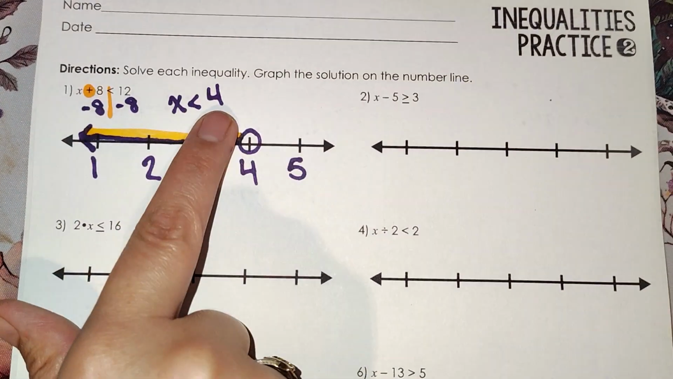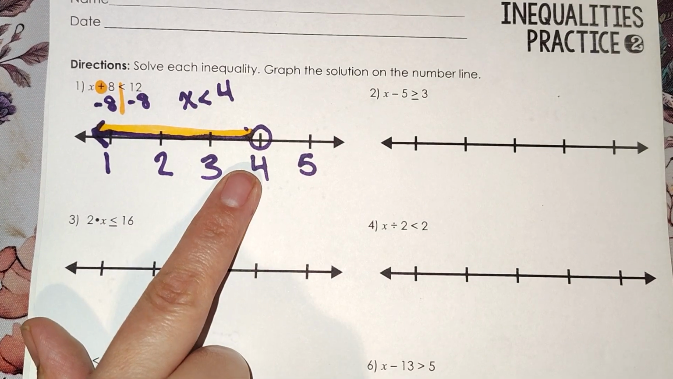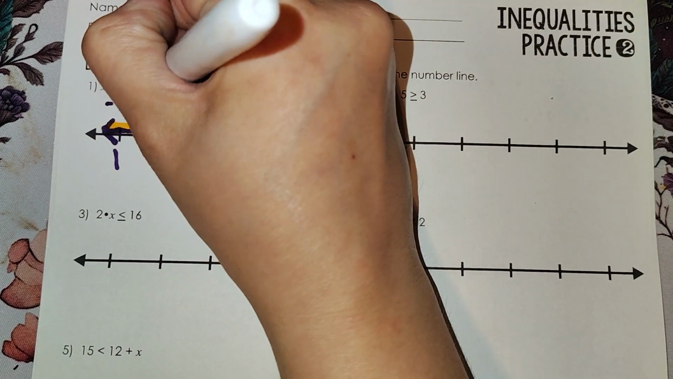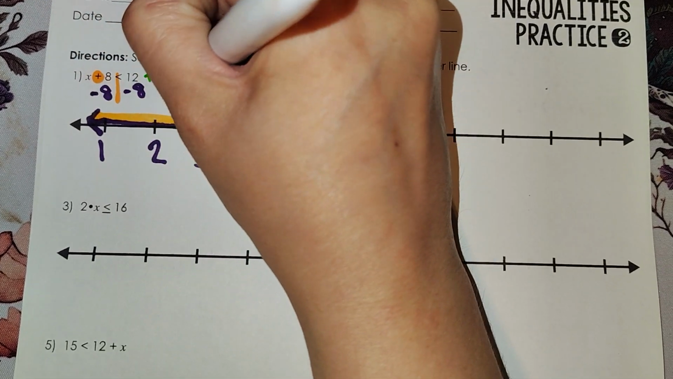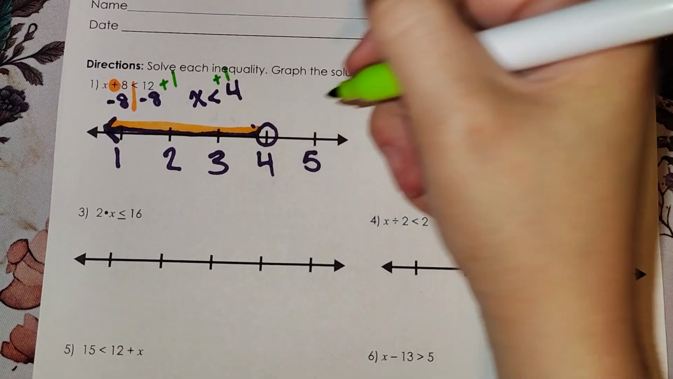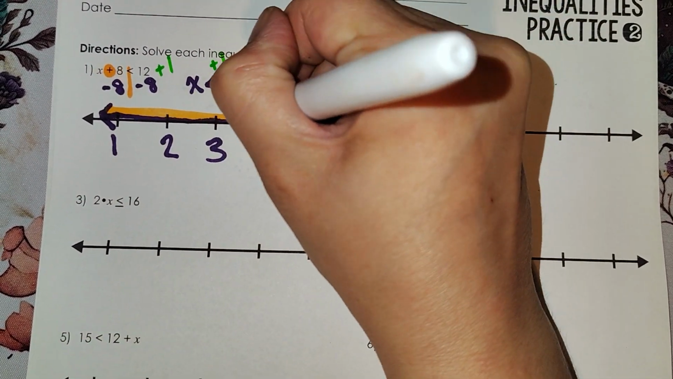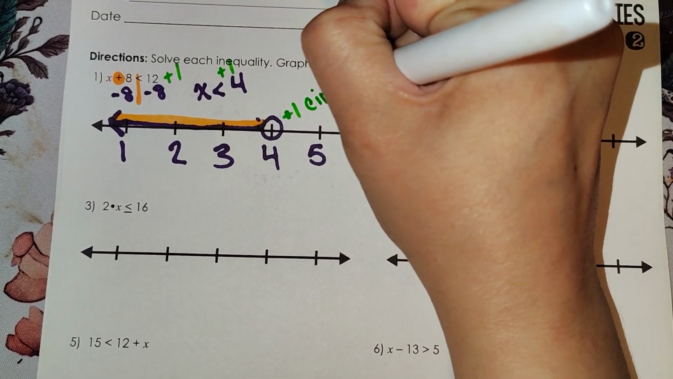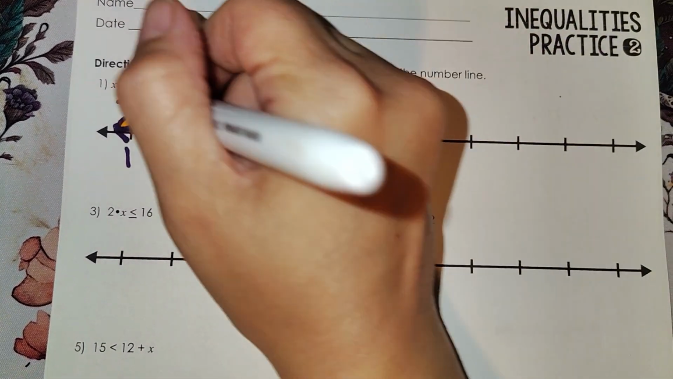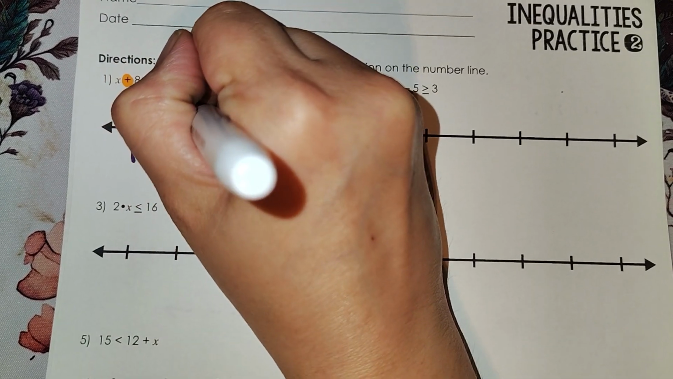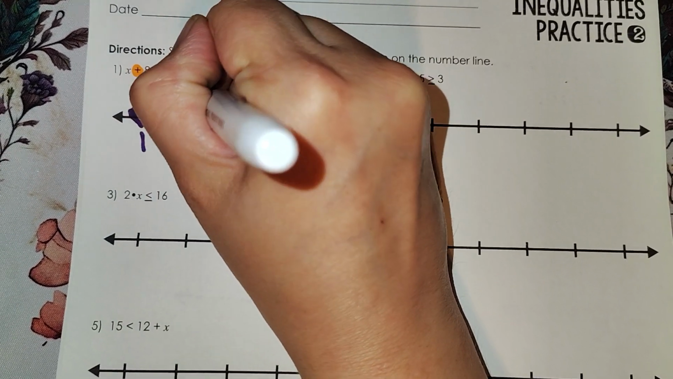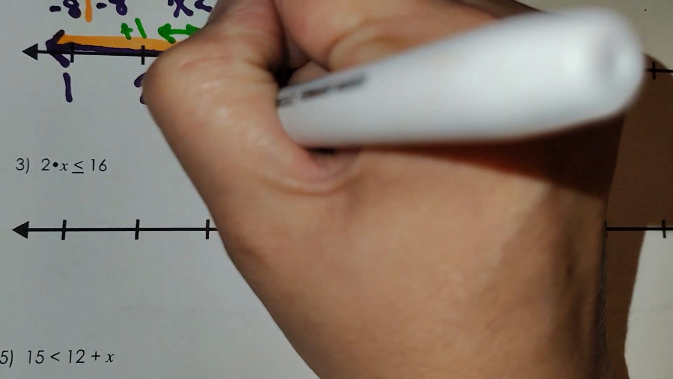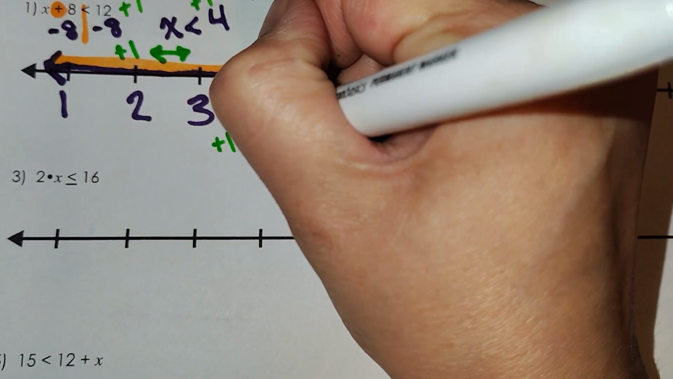So this will be 1, 2, 3, 4, 5 points each. So 1 point for the work, 1 point for the solution, 1 point for the circle being open or closed, 1 point for the arrow in the correct direction. So I'm just going to put a double-sided arrow. And then an additional point for the number line.